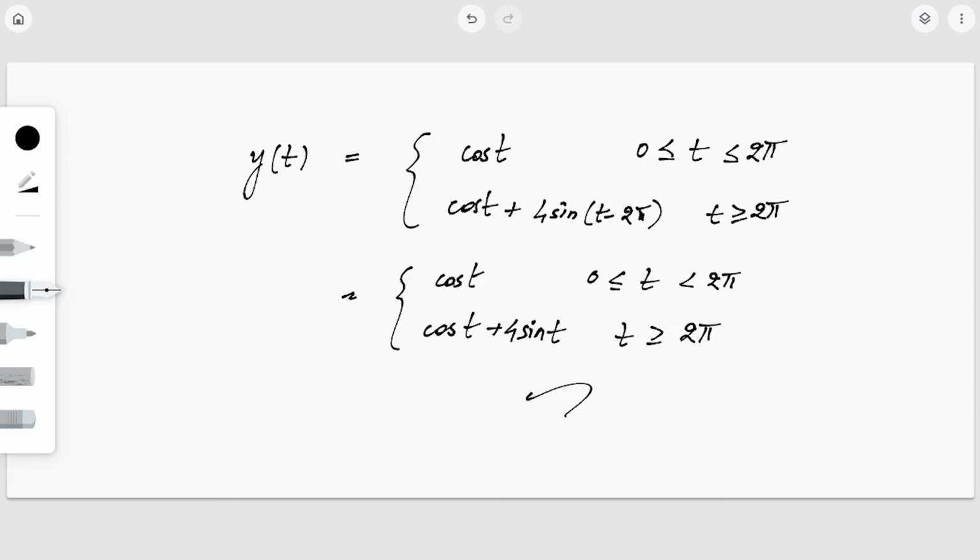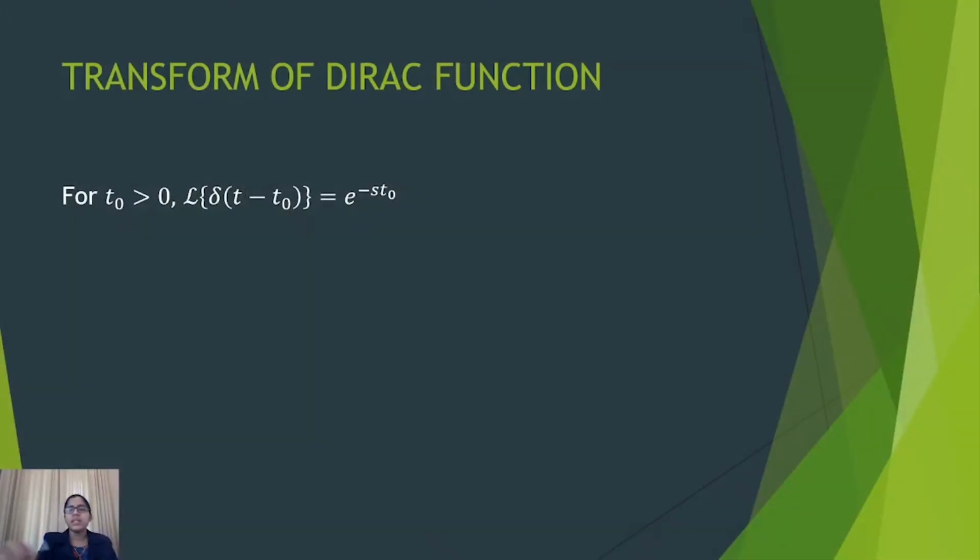Okay, so this was something about the Dirac delta function, and if problems are given in terms of the Dirac delta function, we can easily find the Laplace transform with the help of the formula that the Laplace transform of the Dirac delta function is equal to e raised to minus s t dot. So that's it. We shall do more problems related to the same.